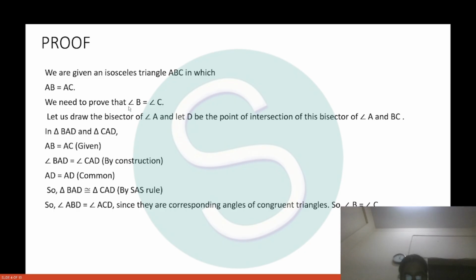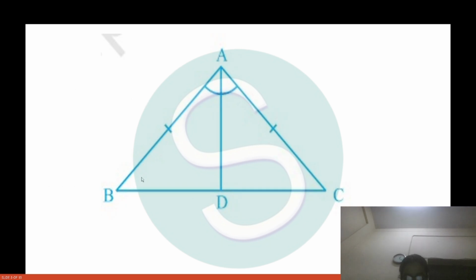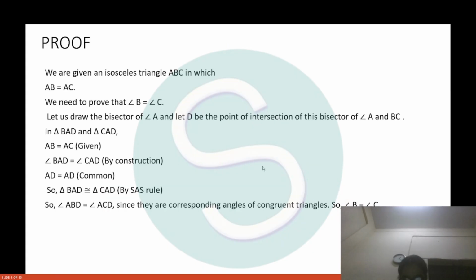We need to prove angle B equals angle C, right? As these two triangles are congruent, angle ABC and angle ACB are equal, which is what we were supposed to prove. We had to prove that angle B equals angle C. Since these two triangles are congruent, by corresponding angles of congruent triangles, these two angles are equal.